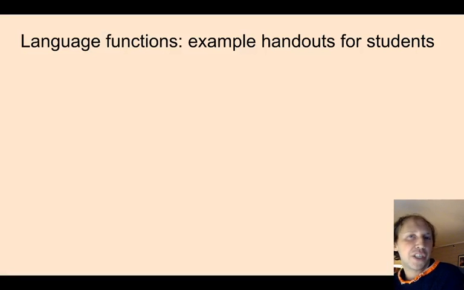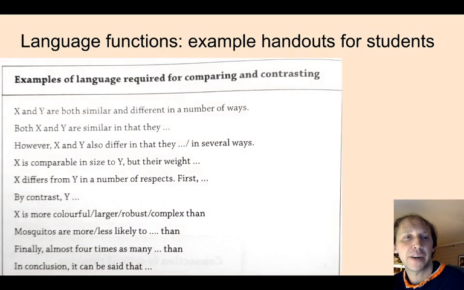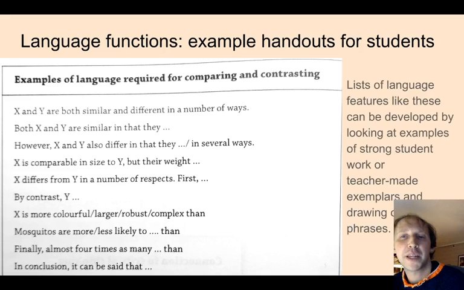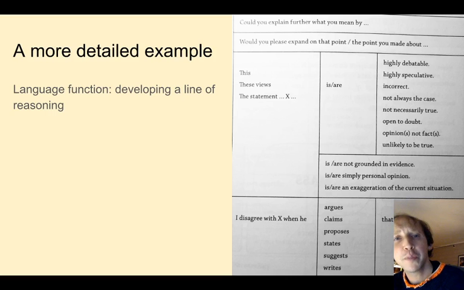How can we teach these? One way to do it is with handouts that contain example language. Here's one for comparing and contrasting. These lists can either be developed by looking at examples of strong student work from the past, or by looking at teacher-made exemplars and drawing out useful phrases. Here's a more detailed example.